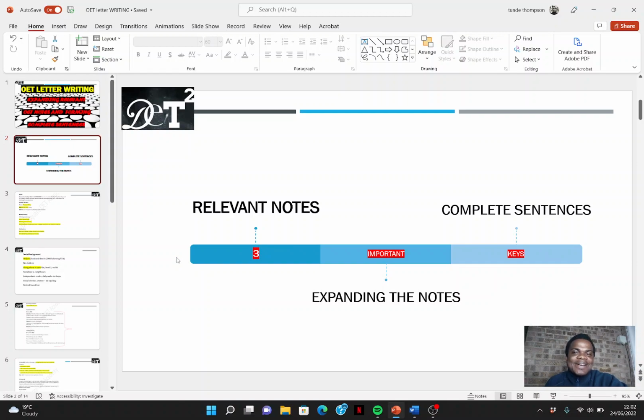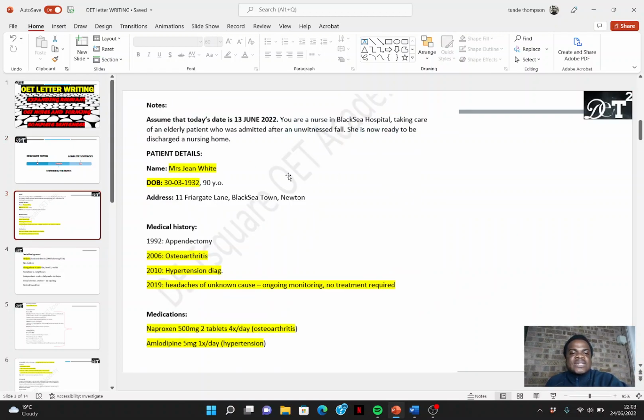In our last lecture, I was able to teach you how you can identify relevant notes in your letter writing. In this lesson, we are going to focus on how you can expand these relevant notes and use them to form complete sentences. This was the case note we used the last time.